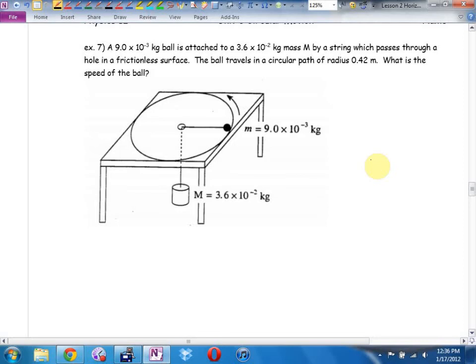What are they asking us to find? Speed. All right. First thing, let's label our forces. What are the forces acting on this ball? Get the obvious ones. Little mg. Is it sinking into the table? Must be a normal force pointing up. What path is it tracing out? Tension.